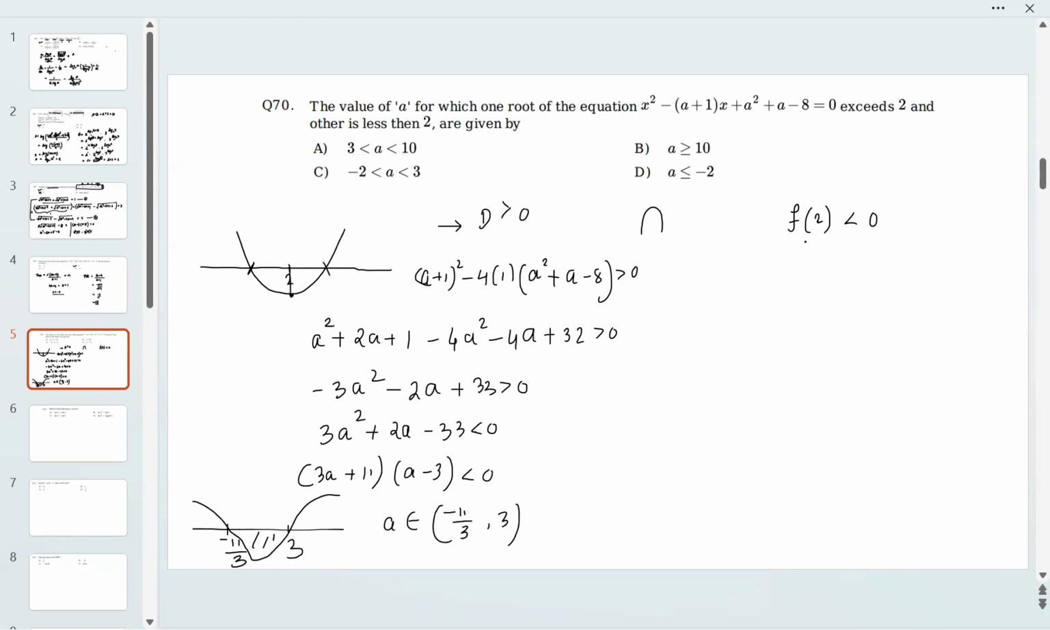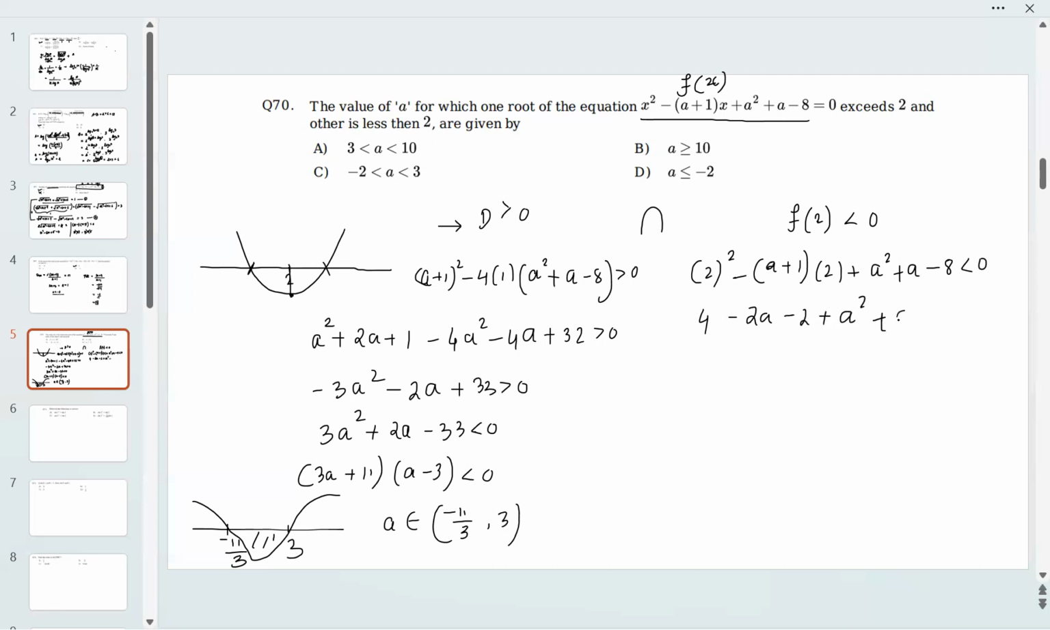Now let's solve f of 2 less than 0. This is the f of x. If this is f of x, then f of 2 will be x replaced by 2. So (2 square minus (a plus 1) into 2 plus a square plus a minus 8) will be less than 0. So 2 square is 4 minus 2a minus 2 plus a square plus a minus 8 is less than 0.